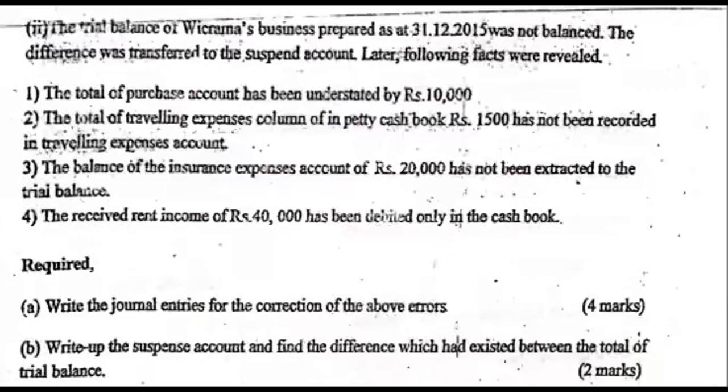Okay, let's keep 1 at this moment because then I can zoom this one. So my major emphasis is this one. Second one. Write the journal entries for the correction of the above error. Write up the suspense account and find the difference which had existed between the total of the trial balance, right?